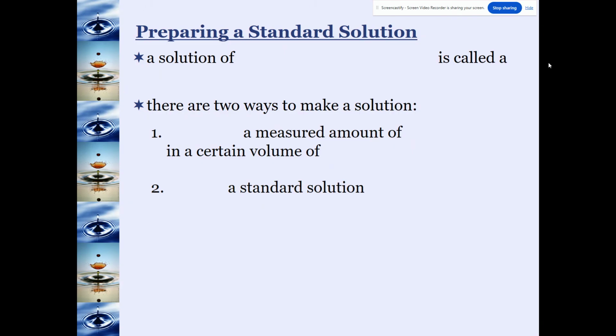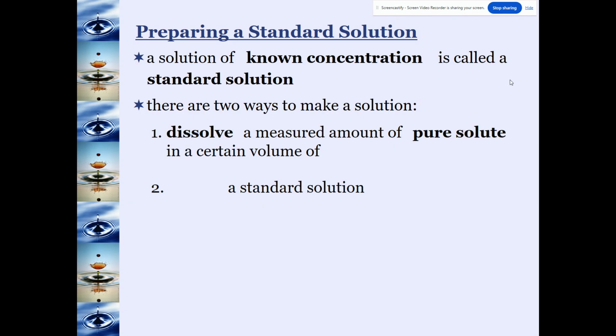So first of all, what is a standard solution? A standard solution is a solution where we know what concentration it has because we've made it to have that specific concentration. We've either dissolved a certain mass of our pure solute into our solvent, or we are diluting an already made solution that has a higher concentration by adding water to make its concentration decrease to the concentration that we're trying to achieve. So let's look at these two methods.